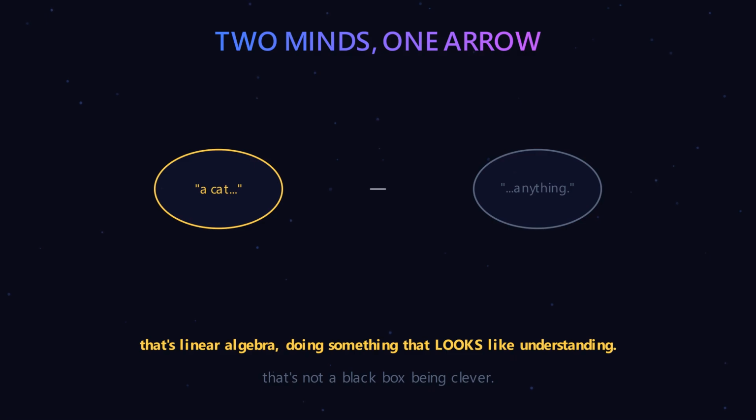It knows the difference between a world with the word and a world without it, and it walks hard in that direction. That's not a black box being clever. That's linear algebra doing something that looks, from the outside, exactly like understanding.